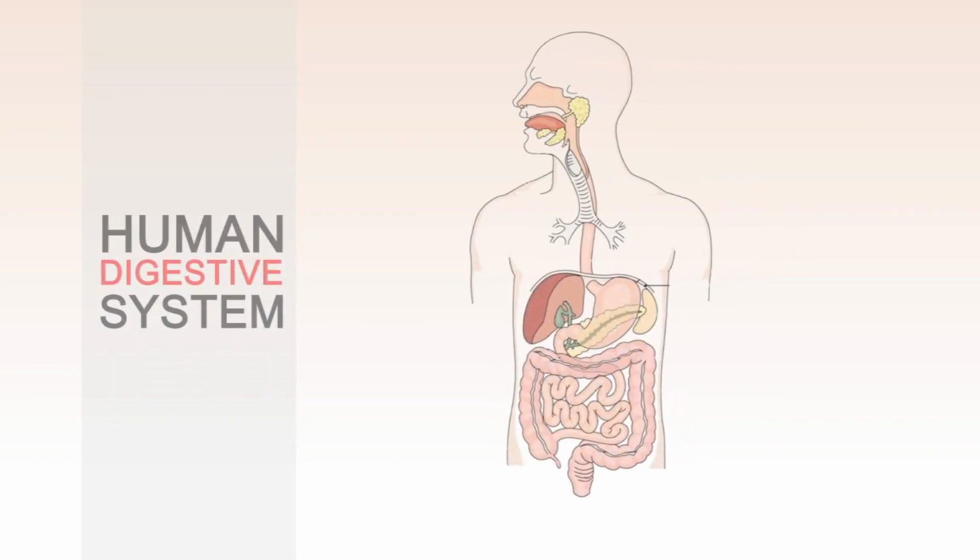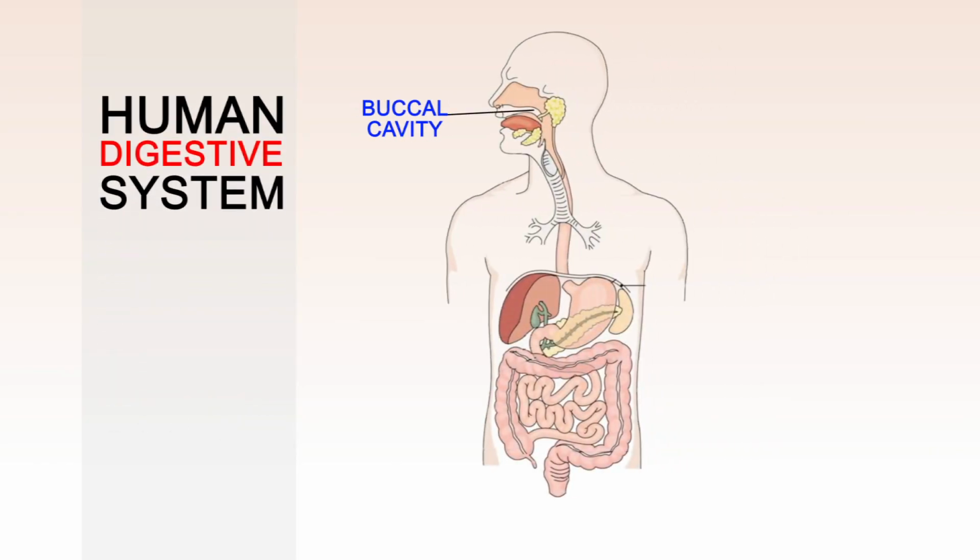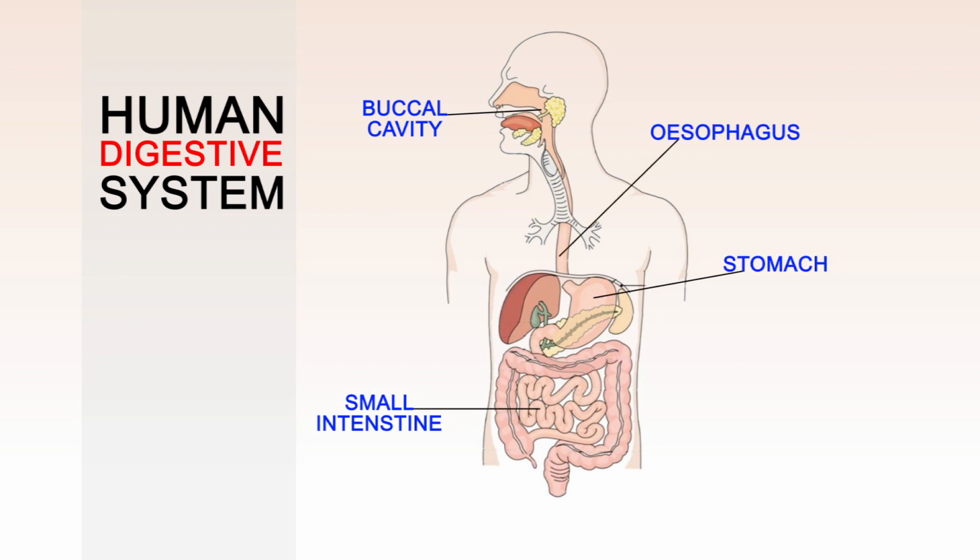Ingestion. Ingestion is the process of taking food into the body. This food travels through a long canal. Wait, shouldn't we call it by a name? Yes, we call it the alimentary canal. Like a machine, the alimentary canal has different parts such as buccal cavity, oesophagus, stomach, small intestine, large intestine, rectum and anus. We can see them all in this picture.